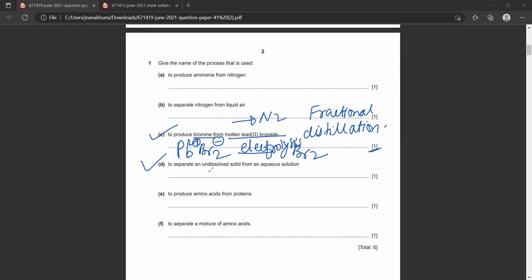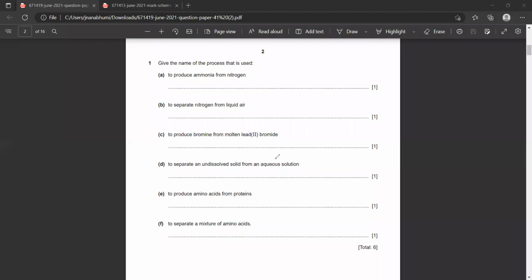The next question is to separate an undissolved solid from an aqueous solution. A solution is there, so we have to separate the undissolved solid. What will be the answer? To separate the solid from the aqueous solution, we basically use filtration. So filtration will be the answer. It is of 1 mark.